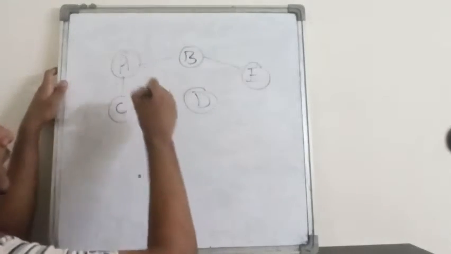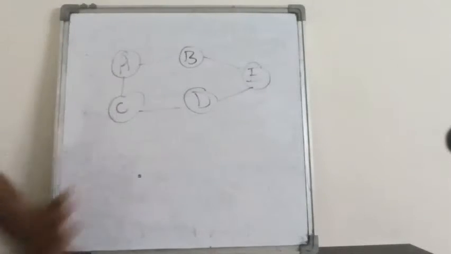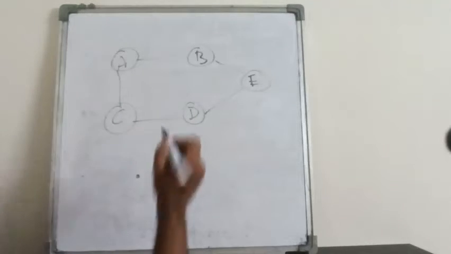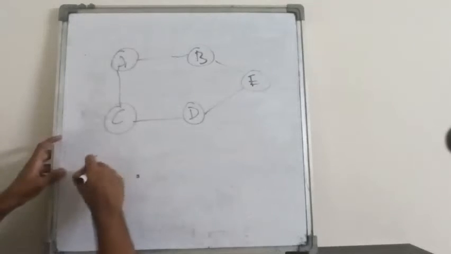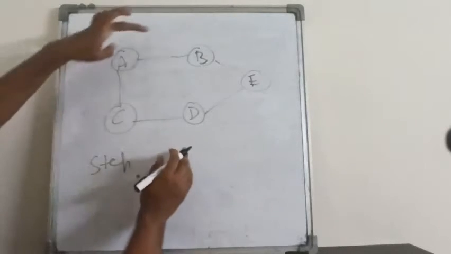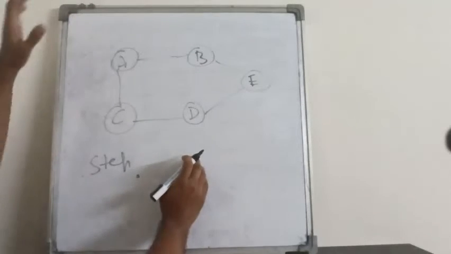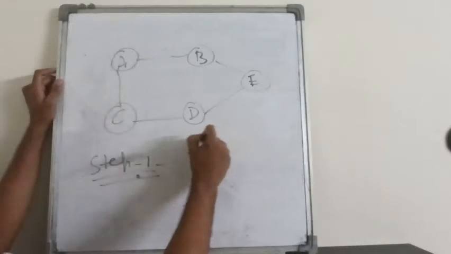Okay, so now let's take up a numerical and let's look at this graph. I'm taking a small graph so that you understand better. What we have to do is find out the edge betweenness of each edge with respect to every node. As step 1, we'll find out the edge betweenness with respect to node A.